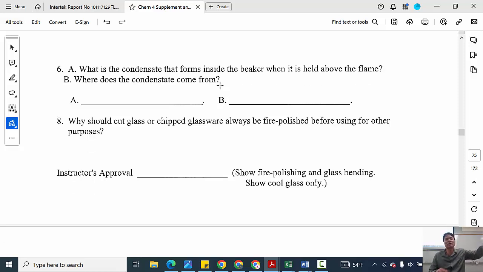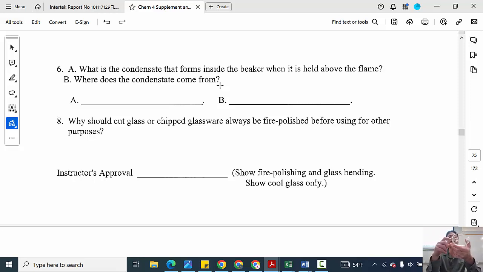Why should cut glass or chipped glassware always be fire polished before using for other purposes? When you get a chip or break in glass, it forms sharp edges. This is why you're not supposed to wear sandals in lab. If you wear sandals in lab, there could be broken glass on the floor and you might get a glass shard in your foot.